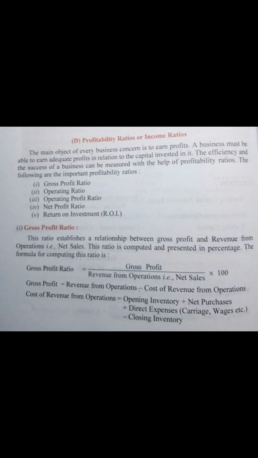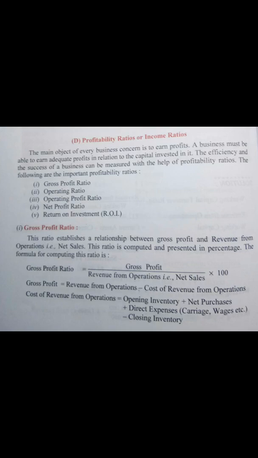This ratio establishes a relationship between gross profit and revenue from operation, or we may say net sales, and it can be calculated by dividing gross profit by net sales, and we have to multiply it by 100 as it is represented in percentage form.